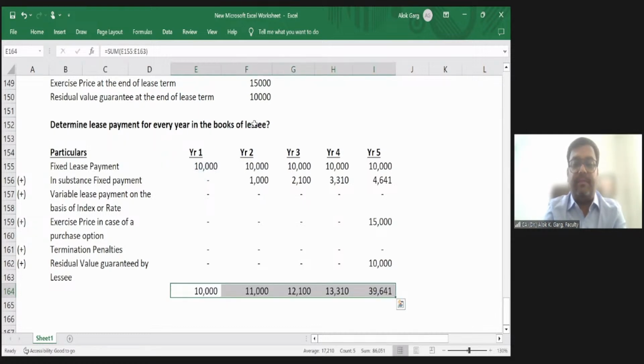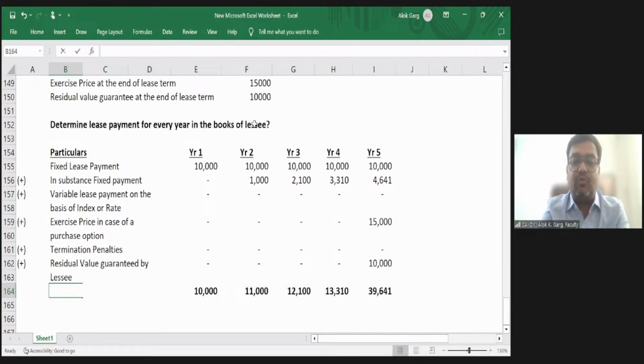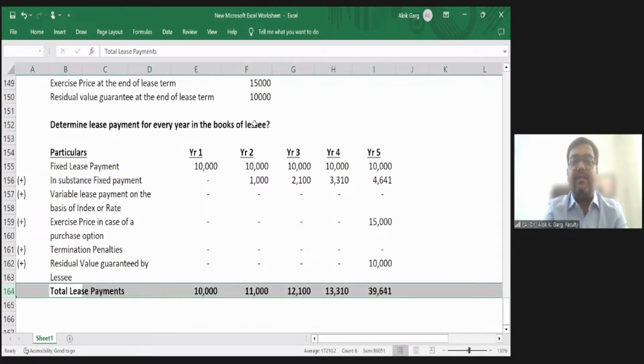These are the total lease payments. Total lease payment every year. Lease payments. These are the total lease payments.